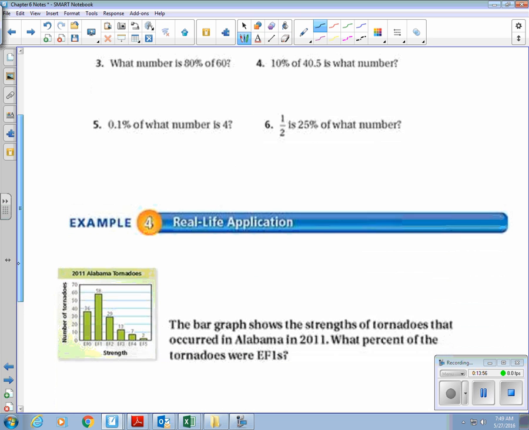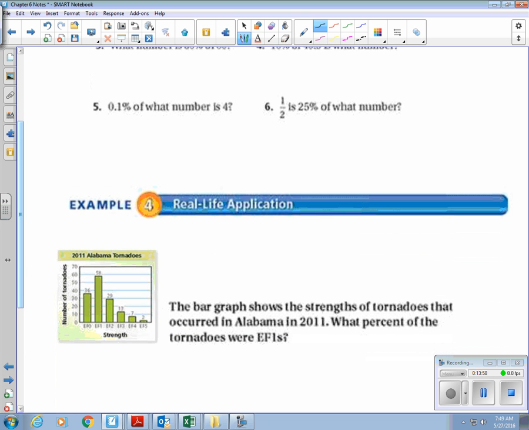Number 5, 0.1% of what number is 4? So they gave us a percentage. So I'm going to put that 0.1 over 100 in our percent ratio. Of is connected to what number? So we're going to be looking for the whole. Is is connected to 4, so they're giving us the part. So 4, the part, goes in the numerator. The whole amount we're looking for, so that goes in the denominator.